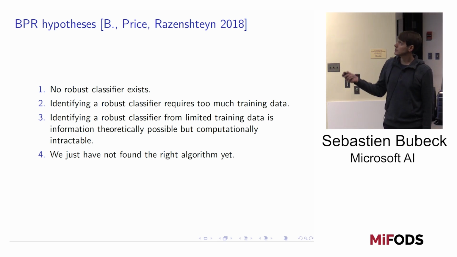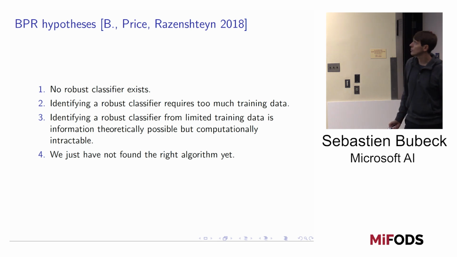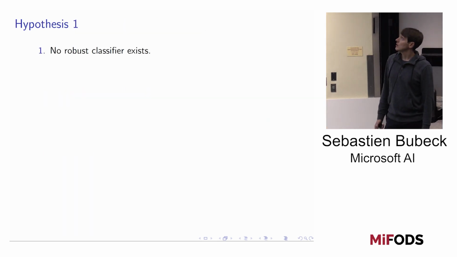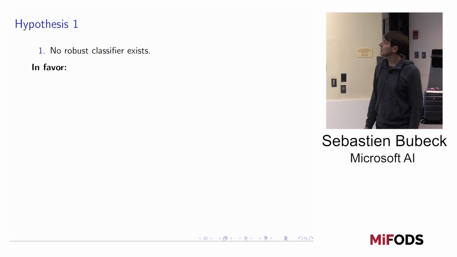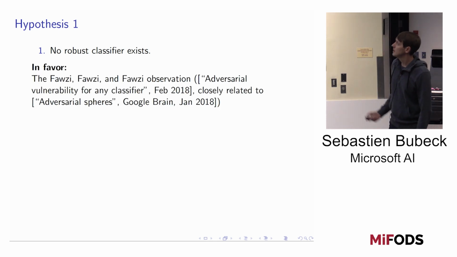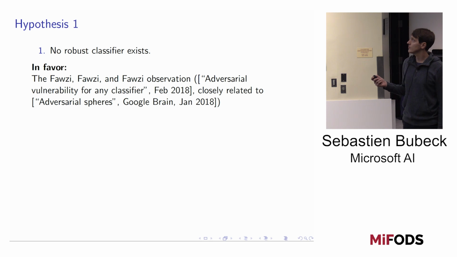So these are the 4 hypotheses, and there are papers on each one of them. Let's discuss them because it's pretty insightful. First one: no robust classifier exists. Let's see one paper in favor of this. This is the Fawzi observation.